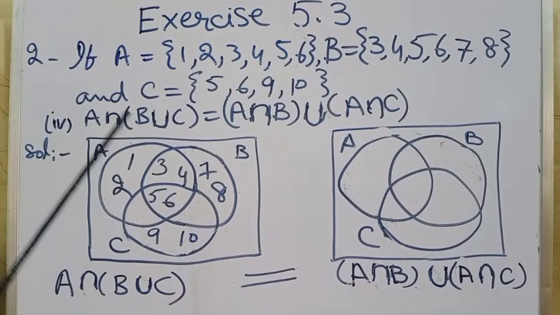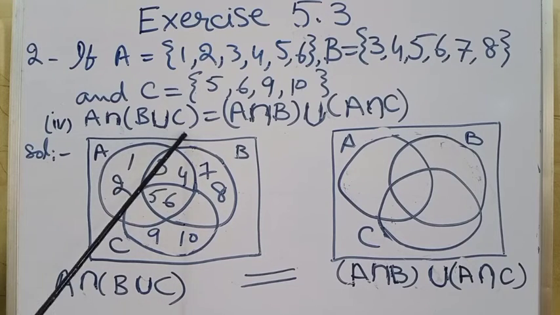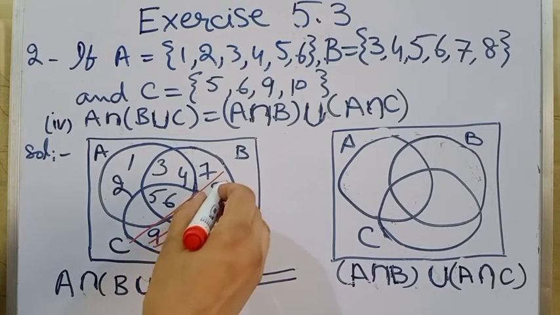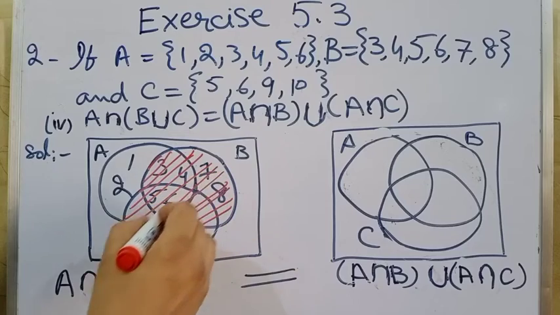Fourth part of question number 2, the distributive property of intersection over union. A intersection B union C is equal to A intersection B union A intersection C. We draw this portion. Common elements of A, B, C and common elements of A, B. We have to find A intersection B union C. First we color B union C. B union C means all elements of B and C. We color them full sets. This is called B union C.